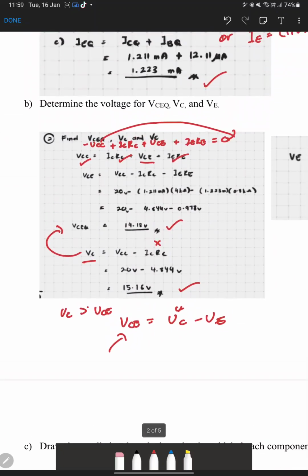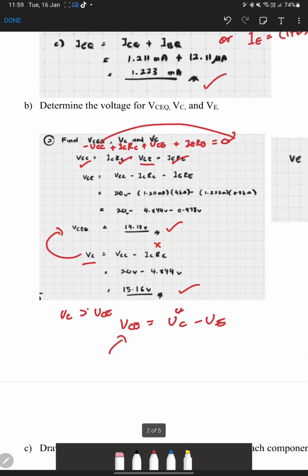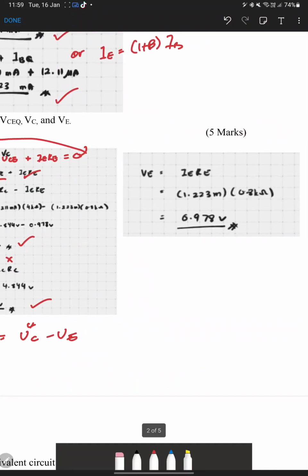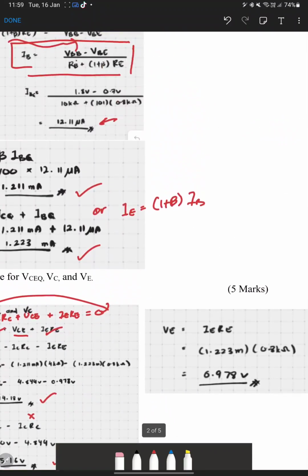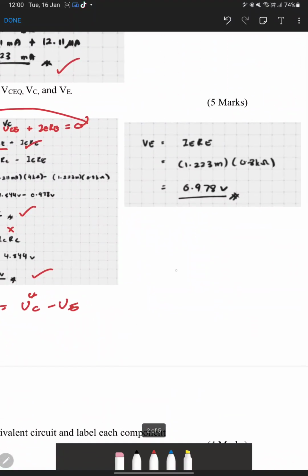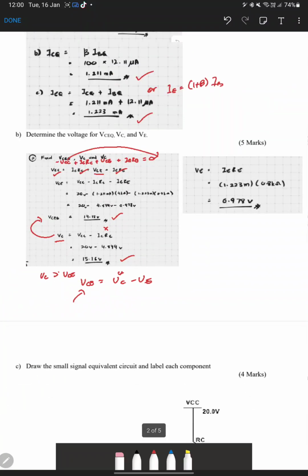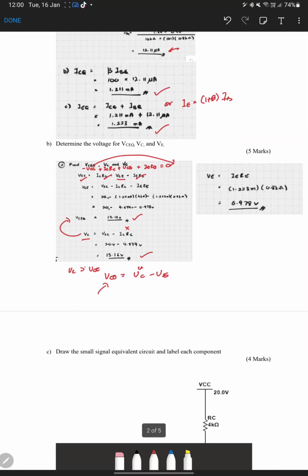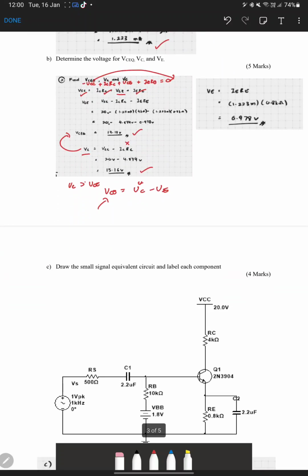Alright, settle for the second question. Last but not least, you need to find the VE. The VE, the voltage of the rest of this loop, is it IERE? So we can easily find the VE is IERE, so the value is 0.978 volt. Okay, finished for the second question.